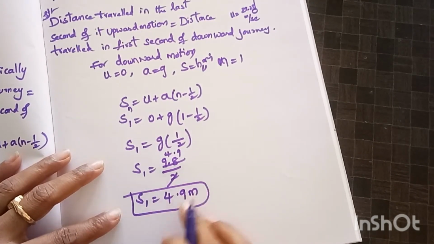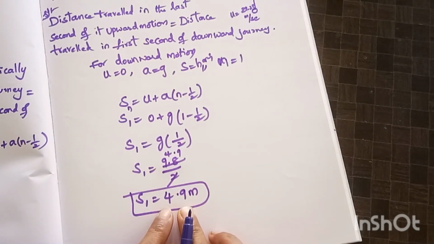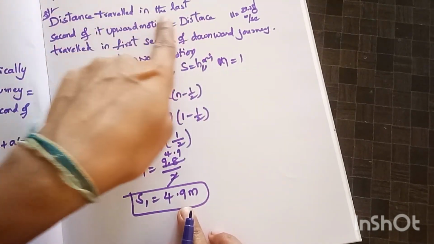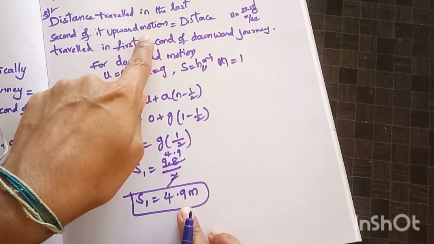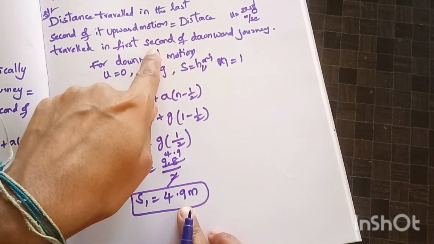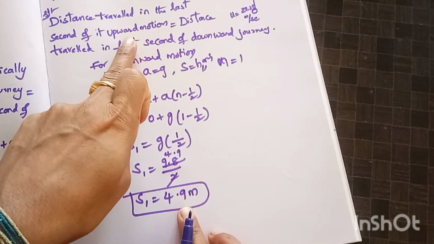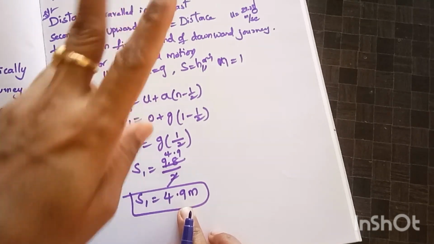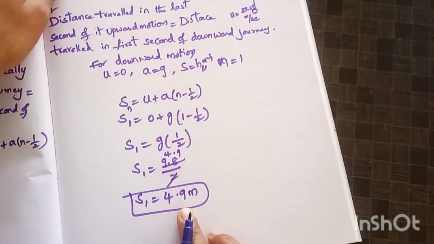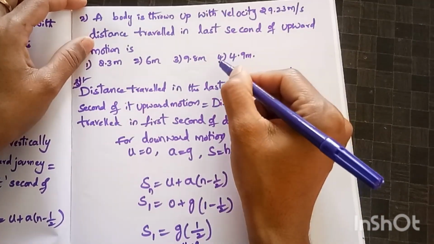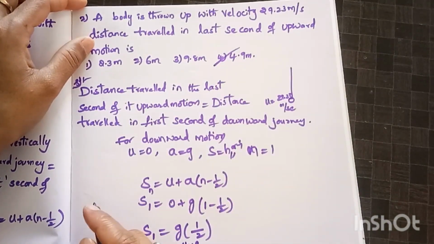So this is the distance travelled by the body in the first second of its downward motion. That will be equal to the distance travelled in the last second of its upward motion. We don't know the last second of its upward motion, but we can calculate the first second of its downward motion. If we find one, that will be equal to the other. So the answer will be 4.9 meters.